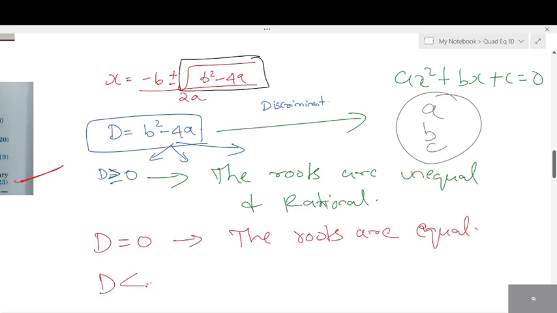Next, d is less than 0. After solving, if you get the value of d less than 0, that is a negative value. Less than 0 is a negative value. Fine. If inside the root, once you solve, you get a negative value, then the roots are unequal. We call it an irrational number. The roots are irrational, imaginary. Roots are imaginary values.